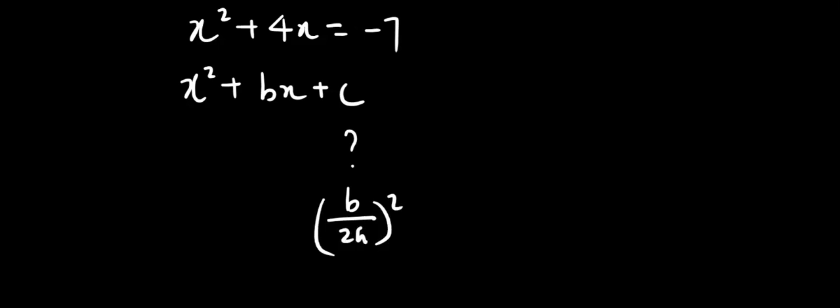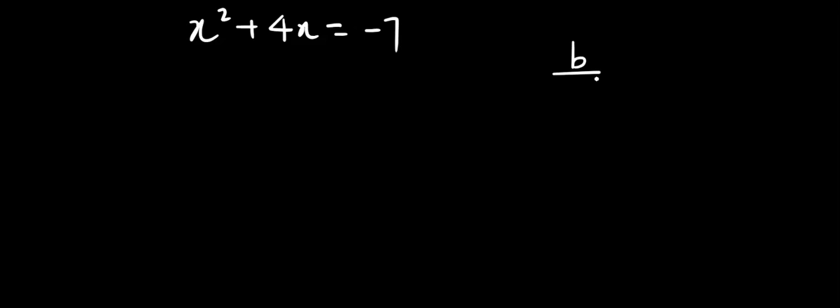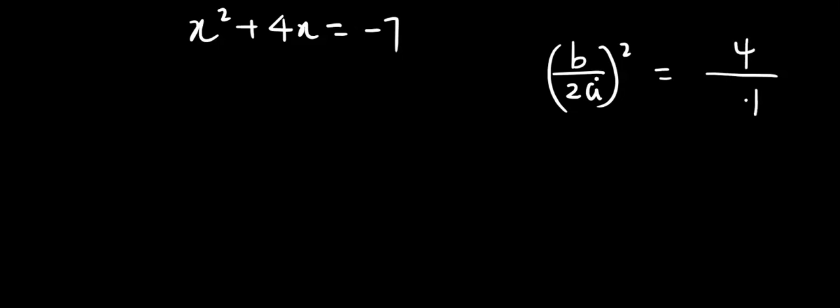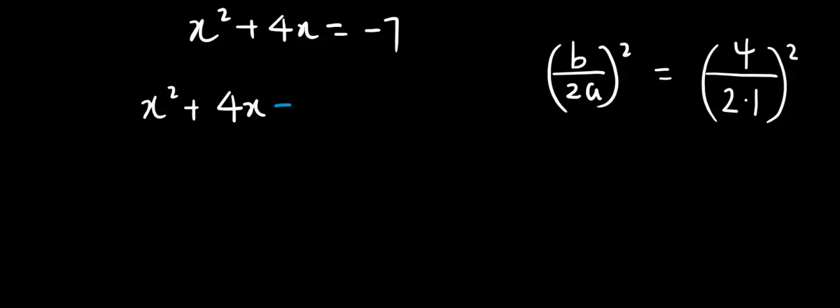Okay, alright. Now, with this in mind, let's find c. C is b over 2a squared. Okay, in this case, b is 4, a is 1. Put 2 here, square it. So 4 divided by 2, that's 2. 2 squared is 4. So which means, in order to complete the square, I'm going to add 4 each side. Then I'm going to copy it down. Then I can complete the square for the left-hand side.